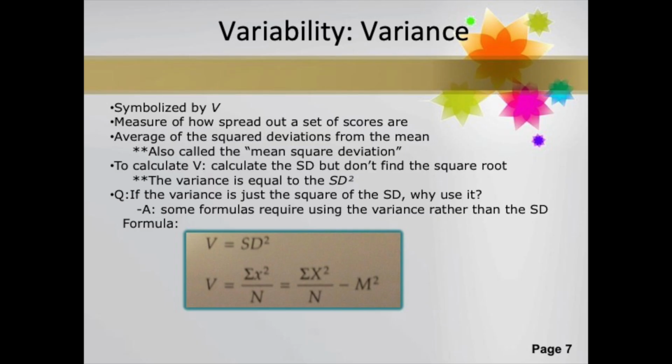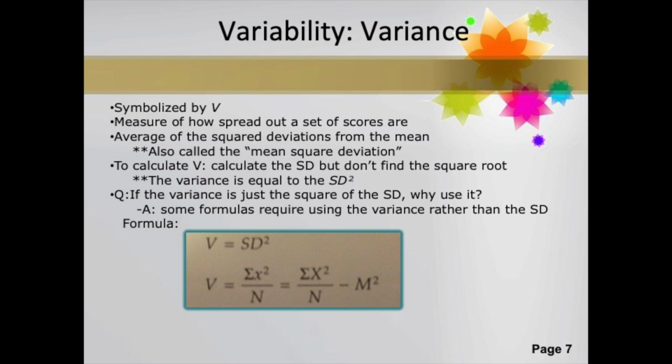So variance is the next measure of variability we're going to discuss, but we did just mention it in the tutorial of the measures of variability worksheet. This is kind of a refresher, but this measure of variability called variance is symbolized by a capital V, and it's the measure of how spread out a set of scores are. It's also called the mean square deviation because it's the average of all the squared deviations from the mean. So if you go back and look at the deviation method, you'll be able to see why it's called the mean squared deviation, because, like I said, it's the average of the squared deviations from the mean.